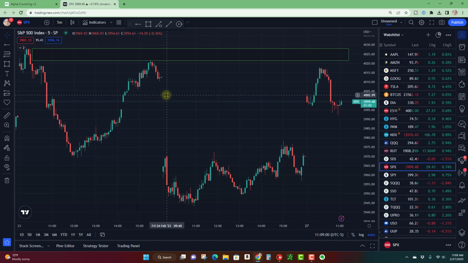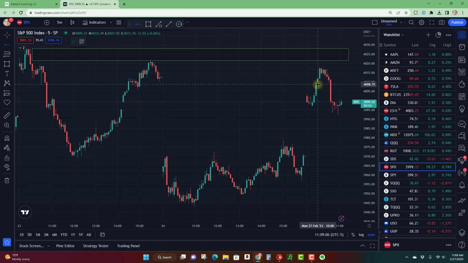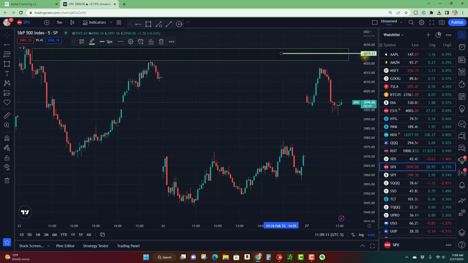So what I ended up doing on this gap fill, which was right here around 40.10, 40.12 on this candle, as we came up in here, I went ahead and sold a zero DTE. I sold the 40.25 call and bought the 40.30 call, and I got a credit of $1.25.